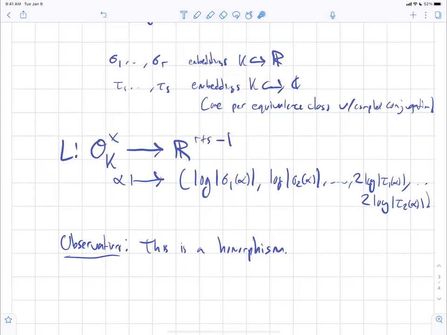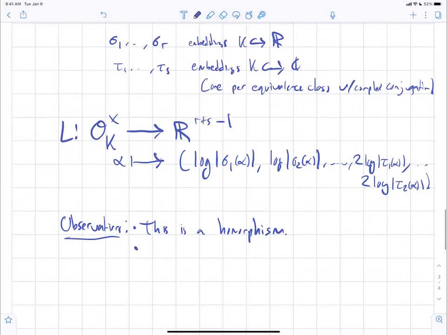It works the same way on all the coordinates. This 2 doesn't change anything, since multiplication by 2 is a homomorphism from real numbers to real numbers. So it's a homomorphism, and its image is contained in the hyperplane x1 plus x2 and so on plus x_{r+s} is equal to 0.